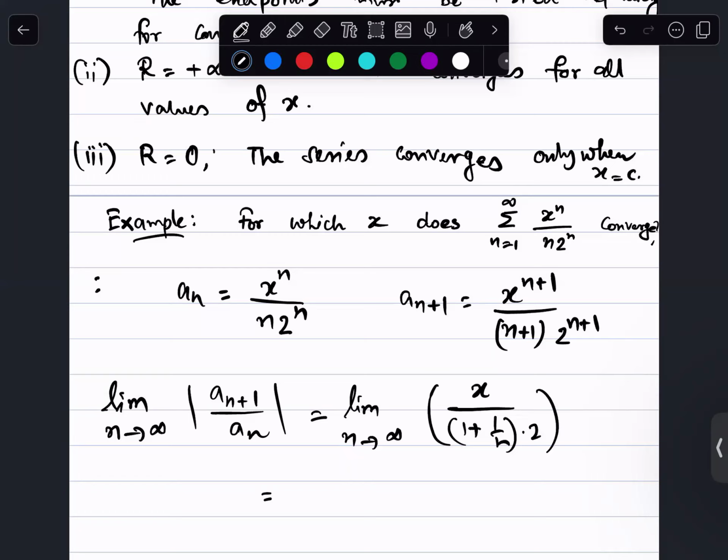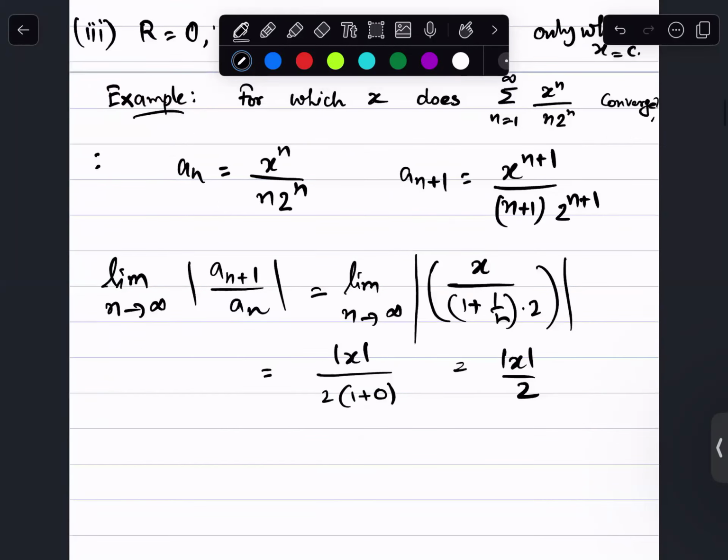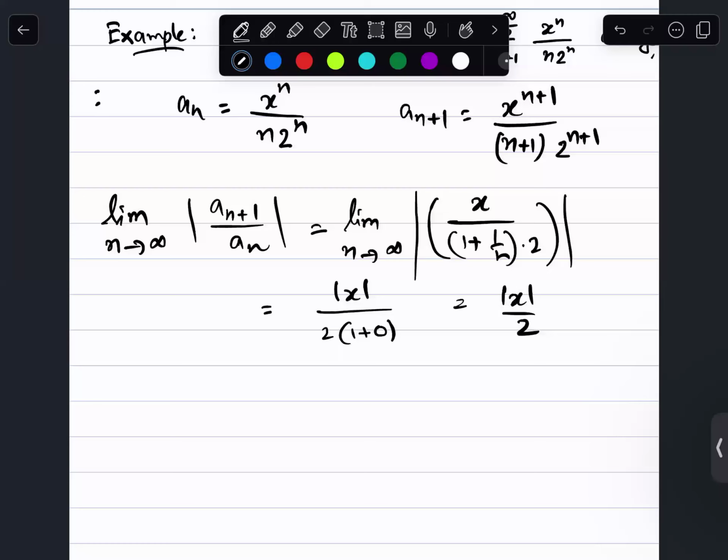And then this is nothing but, this should be modulus. So modulus x over 2 times 1 plus 0. And mod x over 2 is the final thing. And then we know that by ratio test, this is diverging when modulus of x over 2 is bigger than 1, right? Remember the statement of ratio test. If the limit of the ratio an plus 1 over an is bigger than 1, then the series diverges. In other words, here we'll get modulus of x is bigger than 2.